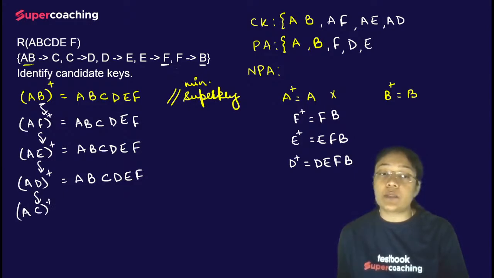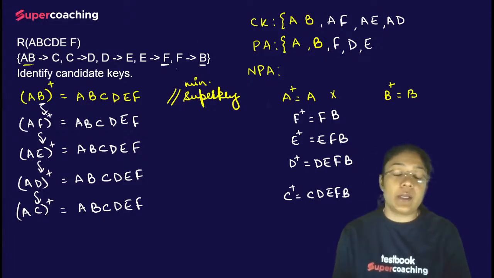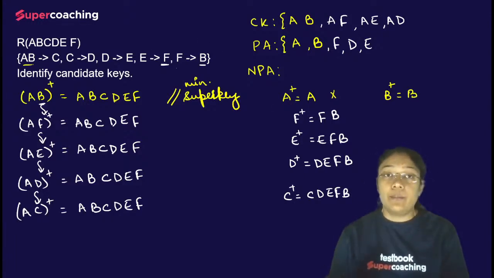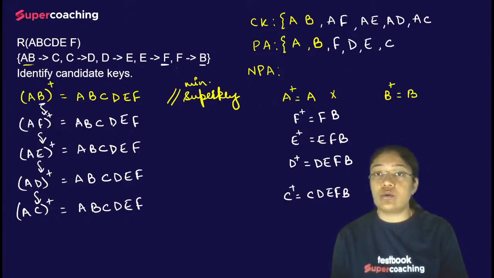As long as we get options, we'll keep on exploring the options. C is determining D, D is determining E, E is determining F, and F is determining B. So we'll try with C closure: C, D, E, F, B. None of the dependency is determining A. So from here you get a hint that A will be the mandatory attribute of a candidate key. So AC is another candidate key, and C is also a prime attribute.